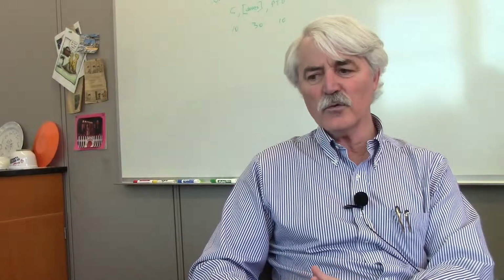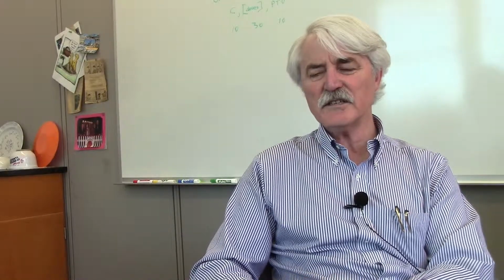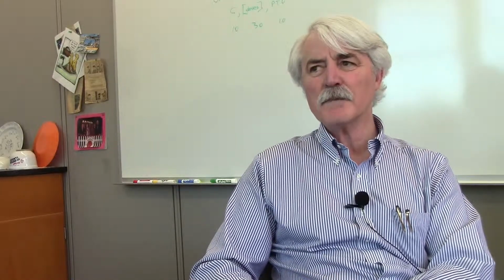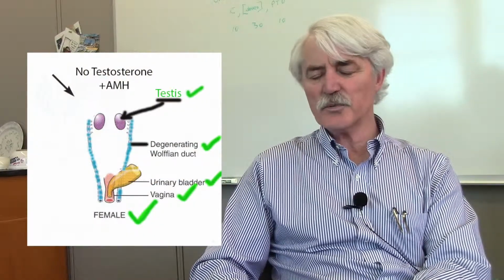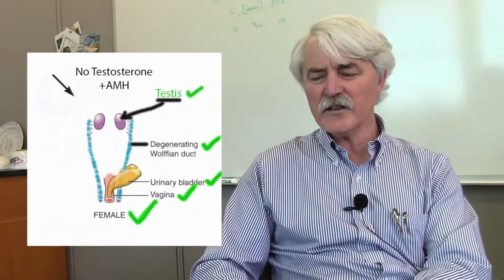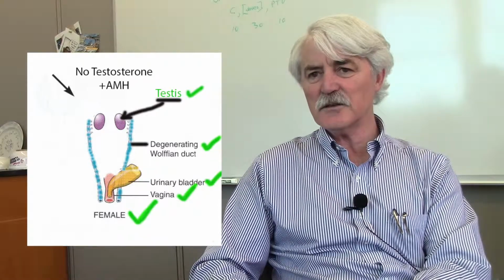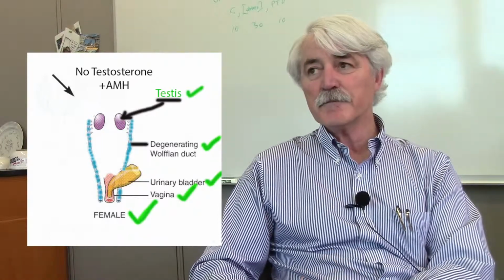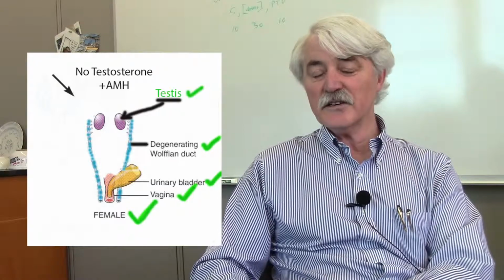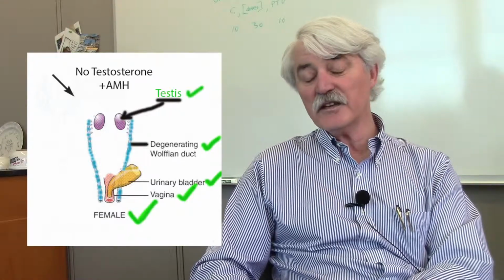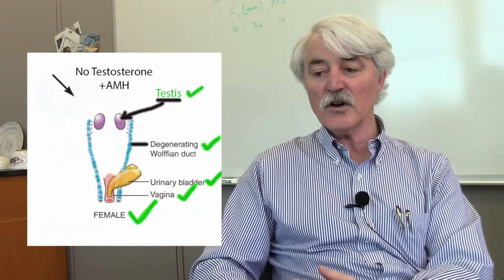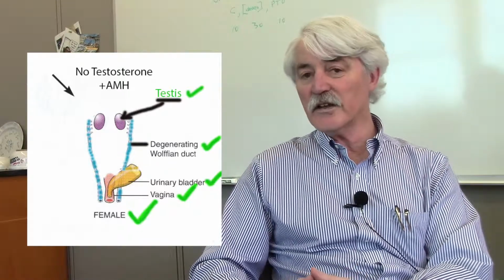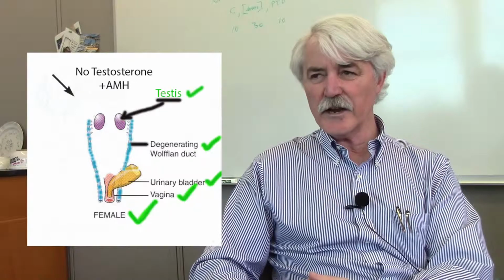a normal female. In total androgen insensitivity syndrome, what happens is that testosterone is produced, but it doesn't work. And as a result, the Wolffian duct system doesn't develop, and it ultimately disintegrates. But at the same time, the testis does produce anti-Mullerian hormone, which causes the Mullerian duct system to disintegrate.